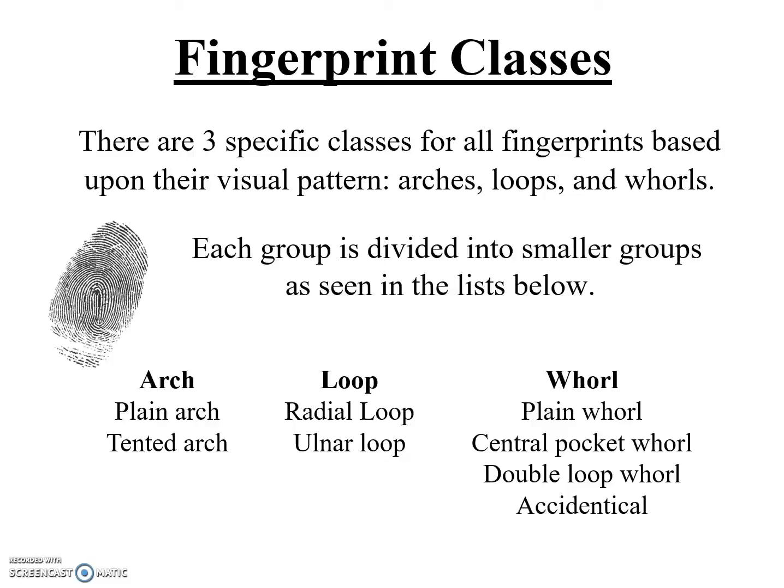Arches, loops, and whorls are separated into two categories, plain arches and tented arches. Loops are separated into radial loops and ulnar loops. Whorls can be separated into plain whorls, central pocket whorls, double loop whorls, and accidental whorls.